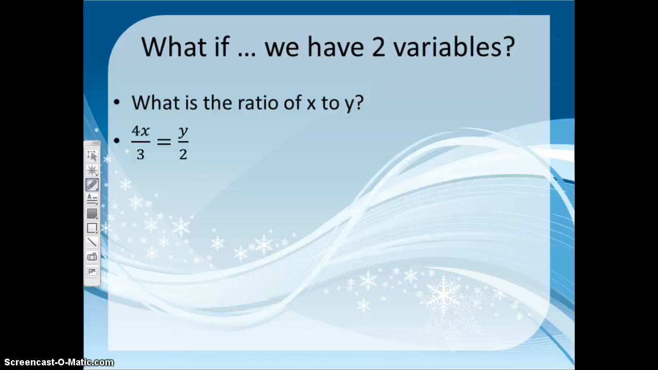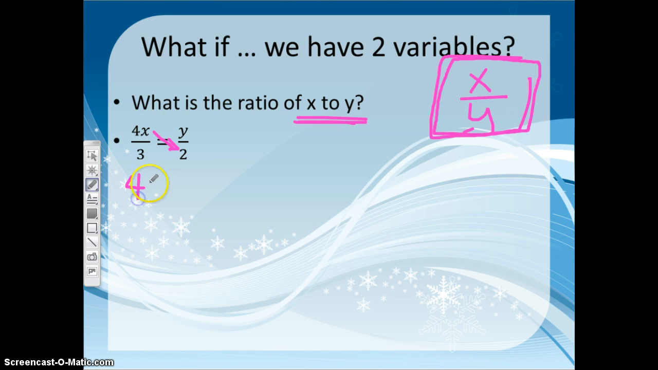What if we are given 2 variables? This is similar to those ratios that we were playing around with, the m's and the n's from the first part of the lesson. Same thing. We are wanting a ratio of x to y. What does that look like? That's our target. We want x over y is equal to something. Now, how do we get that? Let's cross multiply. 4x times 2 is equal to 3y.